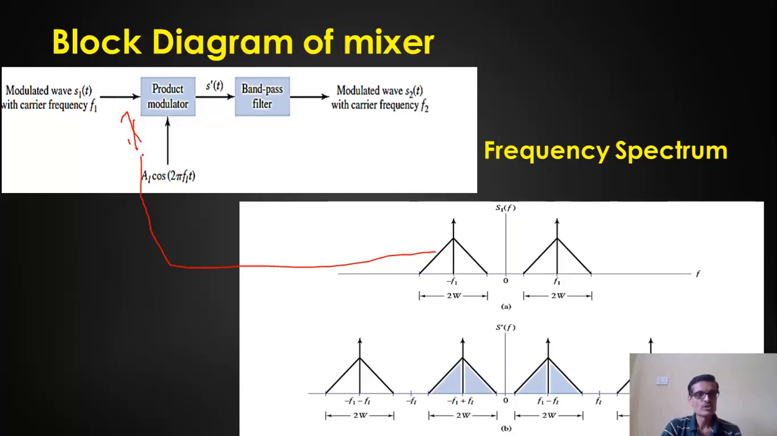Another signal for this product modulator is a new carrier, which is a high frequency signal with a frequency of say FL hertz. So AL cos 2 pi FL t. I want to increase or decrease the frequency of this signal by this much amount, that is FL hertz. When both signals are given to the product modulator, in the output we get a sum term, the difference term, and all those things.